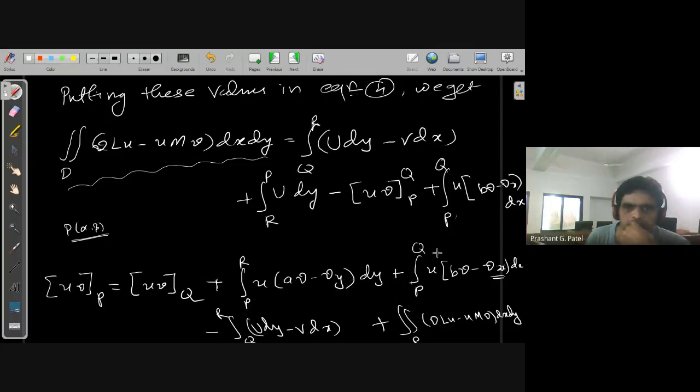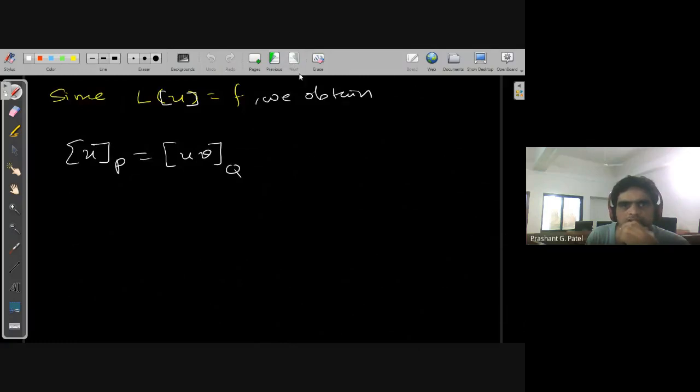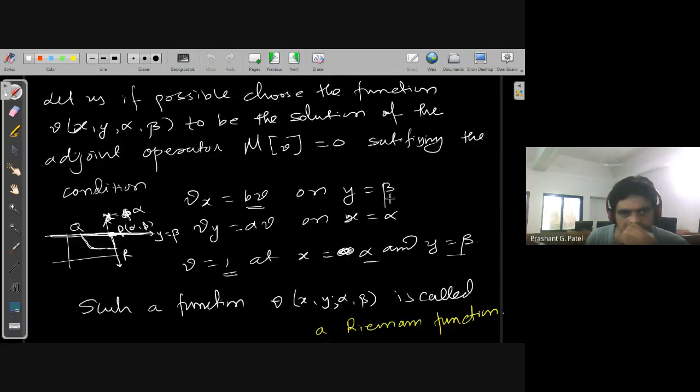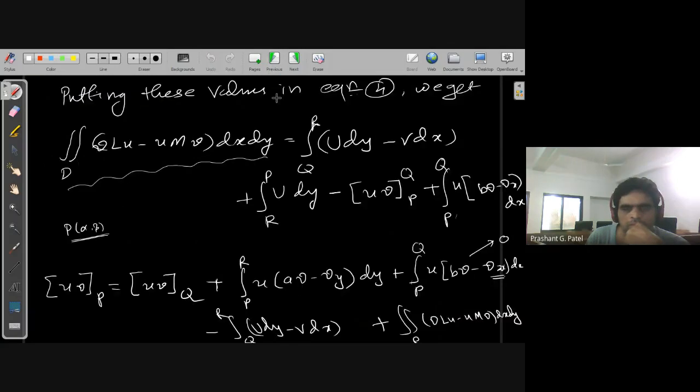Here, this will tend to 0 due to this condition. X is equal to alpha, that is on the curve PR. The value of Vy is AV, so that is also 0. By taking these conditions, we can have this.